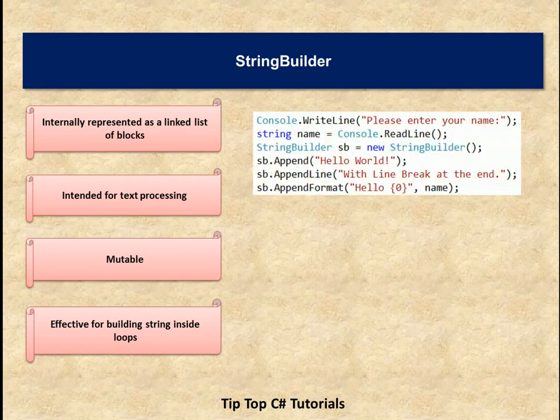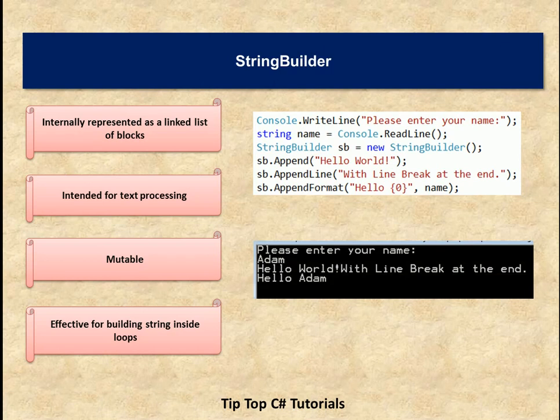So we take the input from Console.ReadLine. This is a console-based application, and we initialize a StringBuilder instance here. StringBuilder provides a lot of Append method overloads. We can append a string, or we can use AppendLine, which will append a line break at the end of a given string, or we can use AppendFormat instead of string.Format. We can directly use AppendFormat and give the placeholders or argument indexes and then supply the parameters. Let's take a look at the output of this program.